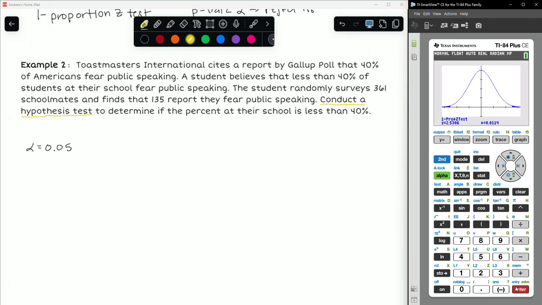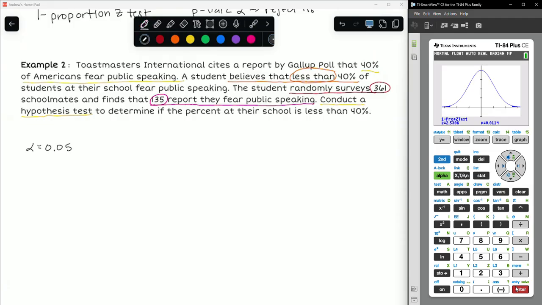Working through that problem, I see that the claim is 40% fear public speaking. Student believes less than 40%, so that's going to give me information about my alternative. Student randomly surveys 361 and finds that 135 report they fear public speaking.